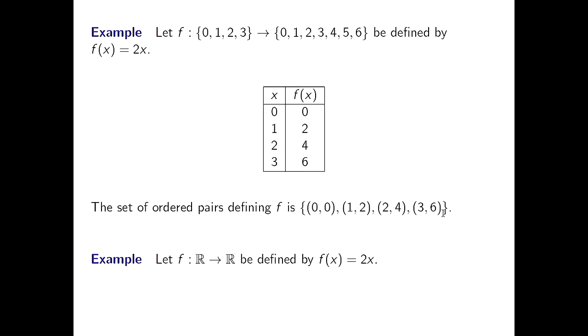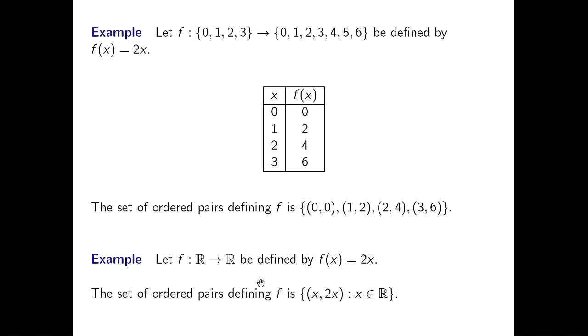Now notice that there's another function with the same rule. This is also a doubling function, but it's a different function, right? If you change the domain and the codomain, you change the function, right? So this is a function from all the real numbers to all the real numbers defined by doubling.